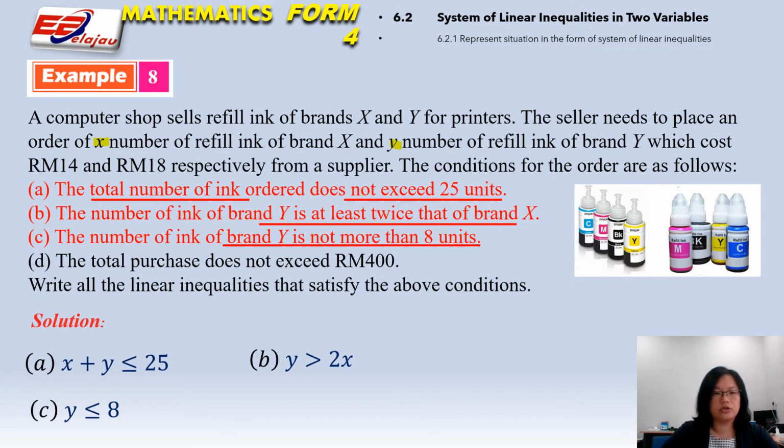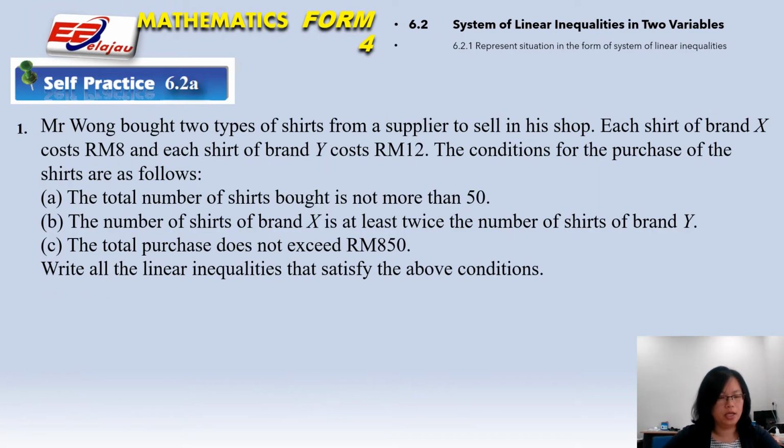Condition D. The total purchase does not exceed 400 ringgit. This question is related to cost. Hence, we can use this 14 ringgit and 18 ringgit as the constant numbers to multiply with variable x or y. The answer will be 14x plus 18y is always less than or equal to 400 ringgit. So, practice 6.2a. You may refer to the textbook page 166.